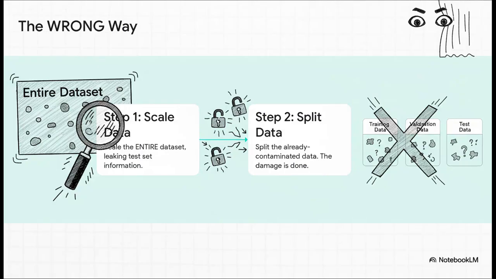So how does this happen? Well, here's the number one culprit. Let's say you decide to scale your data, a super common pre-processing step, but you do it on the entire dataset before you split it. Uh-oh. By doing that, the math you use to scale your training data is now influenced by the values in your test data. You've basically peeked at the answers on the final exam before you even started studying.